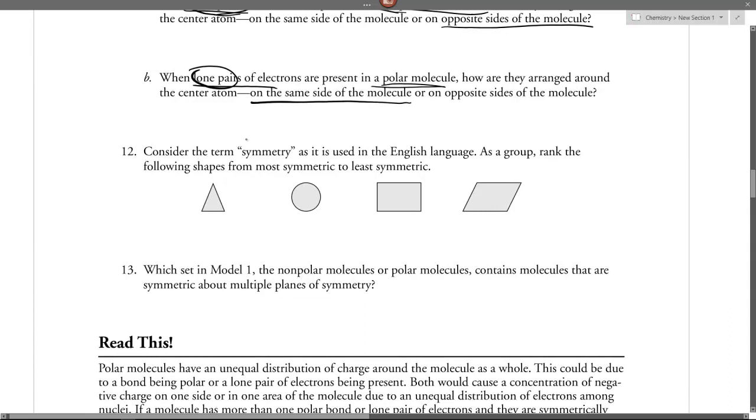So consider the term symmetry. As a group, rank the following shapes. All right, so we know that circles, no matter how you divide it in half, you get symmetry in an infinite number of ways. So we're going to make that one number 1 for the most symmetric. Then this rectangle here, I can divide it this way and I've got 2 equal halves. I could divide it this way, and I get 2 equal halves, and that's all I can do. And so that's going to be next on the list, I think.